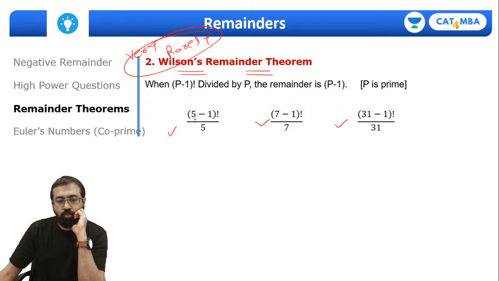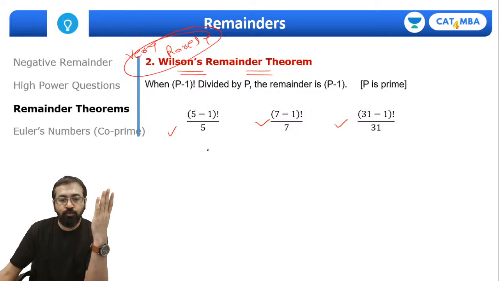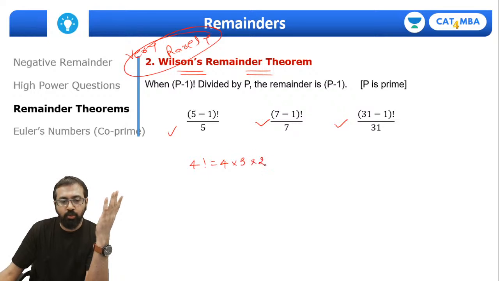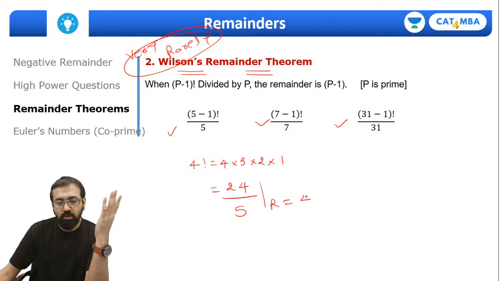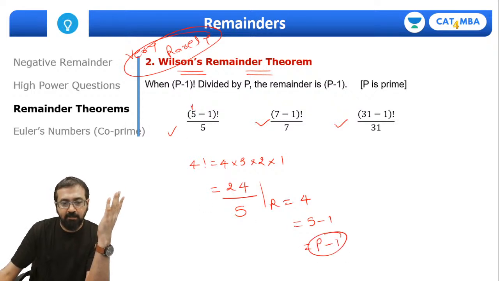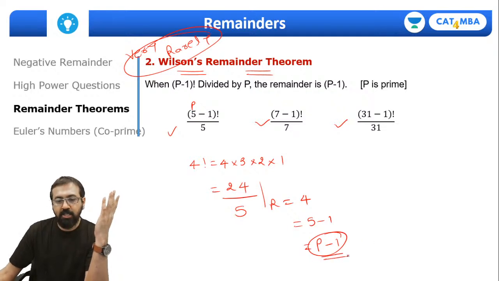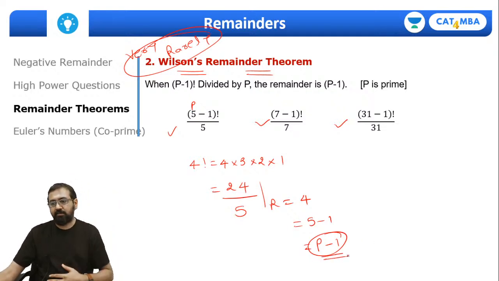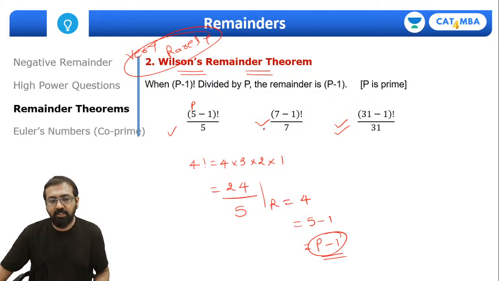Let's try to solve this. What is 5 minus 1? 4. What is 4 factorial? 4 factorial is 4 into 3 into 2 into 1. That is 24. 24 divided by 5. What is the remainder? 4. Can I say it's nothing but 5 minus 1, or you can say p minus 1, because here we have taken p as 5. We got remainder as p minus 1. As simple as that, right? Same way you can verify for these examples also. Just note down this thing.